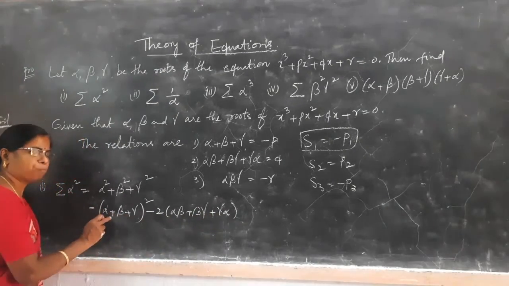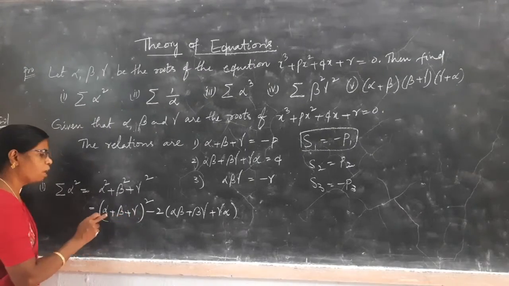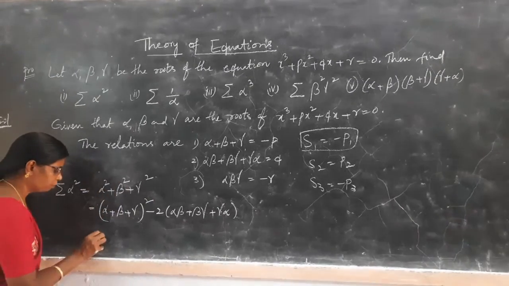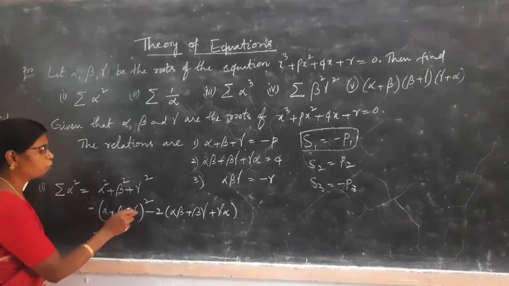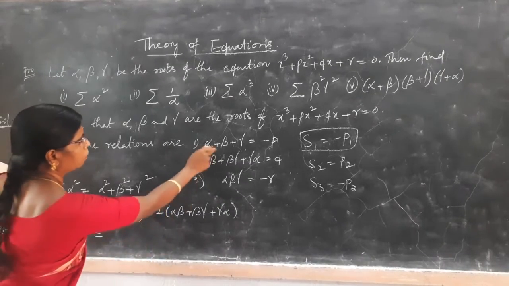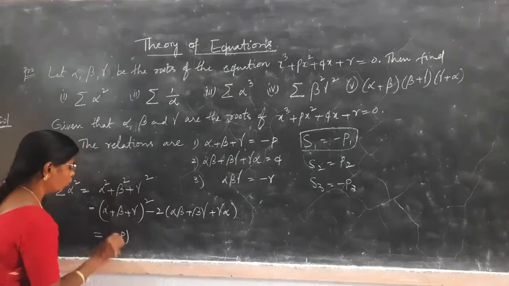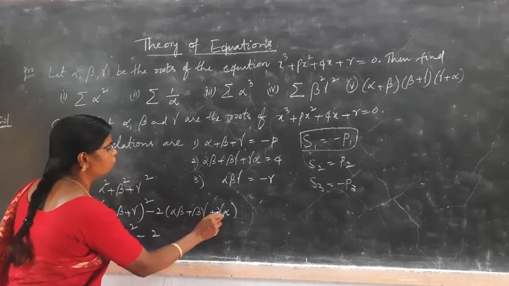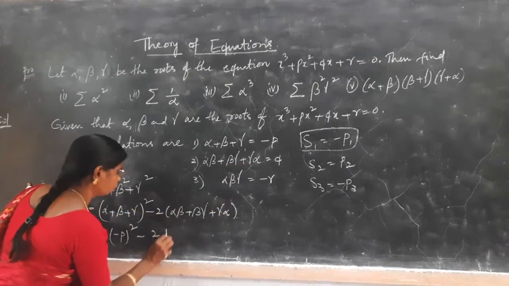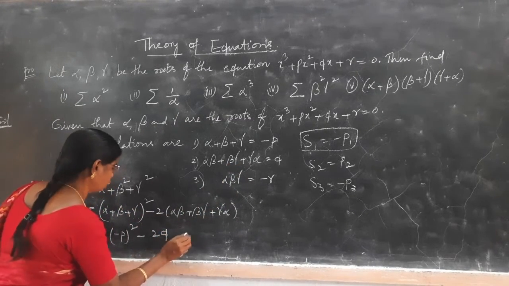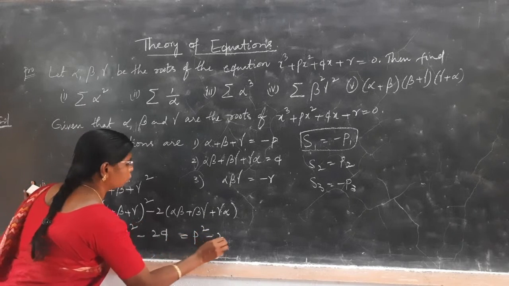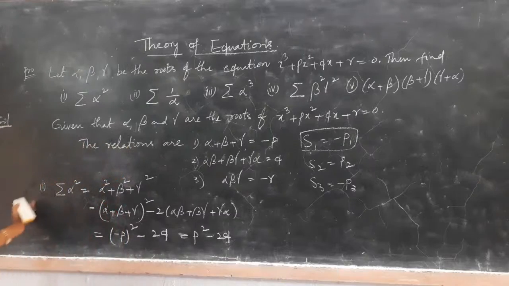So what remains when we expand this? Alpha square plus beta square plus gamma square. That is alpha plus beta plus gamma, which is minus p, whole square, minus 2 times alpha beta plus beta gamma plus gamma alpha, which is q. This is equal to minus p whole square minus 2q, that is p square minus 2q. This is the first bit.